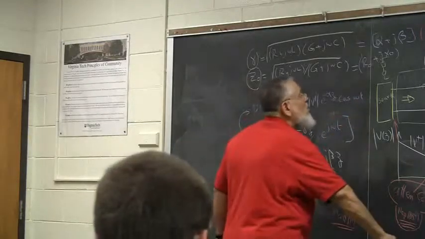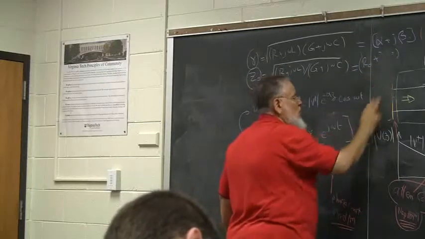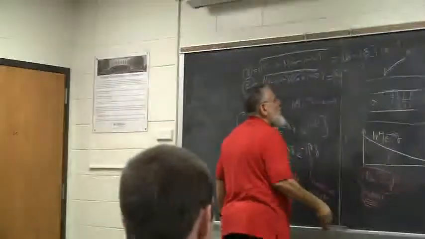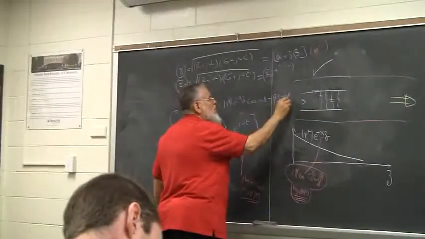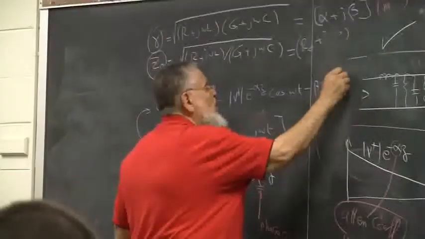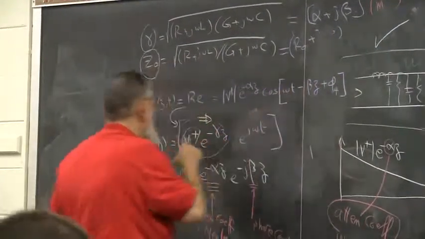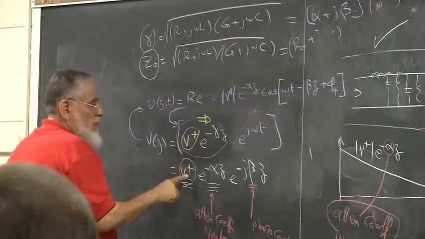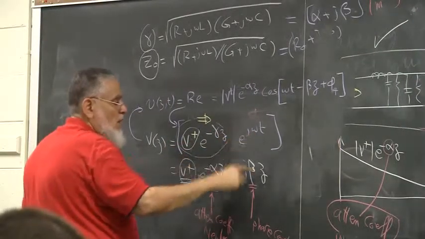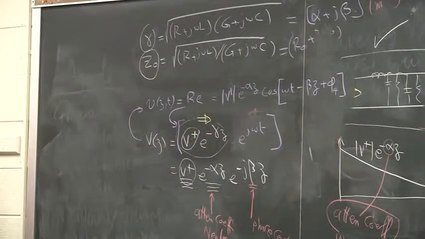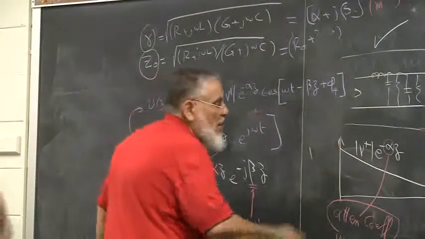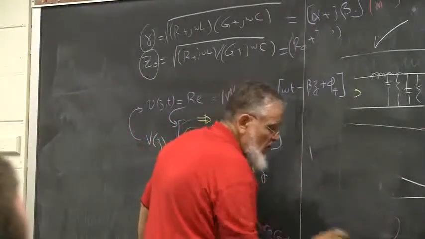I'm doing several steps in one here, plus phi plus. Phi plus is the phase of the V plus. So the cosine of omega t minus beta z plus the phase of the V plus. That's the real part, that's our solution of the voltage waveform in the time domain. Can we see that on the z-axis? Let's plot it.